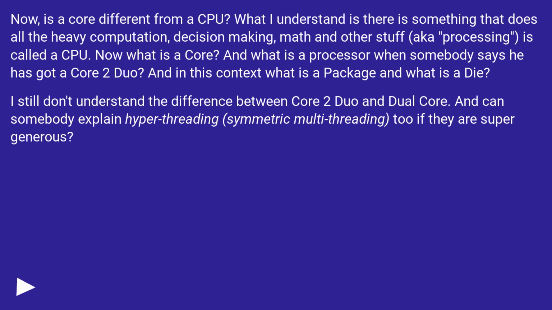What I understand is there is something that does all the heavy computation, decision making, math and other stuff, aka processing, is called a CPU. Now what is a core? And what is a processor when somebody says he has got a Core 2 Duo? And in this context, what is a package and what is a die? I still don't understand the difference between Core 2 Duo and dual core. And can somebody explain hyper-threading, symmetric multi-threading, too if they are super generous?